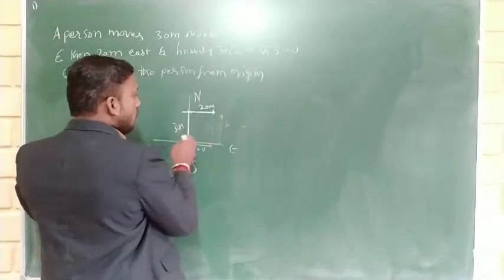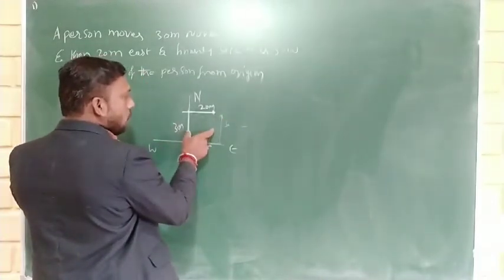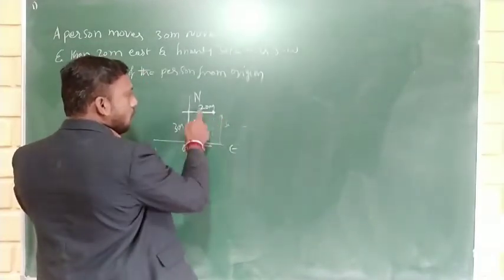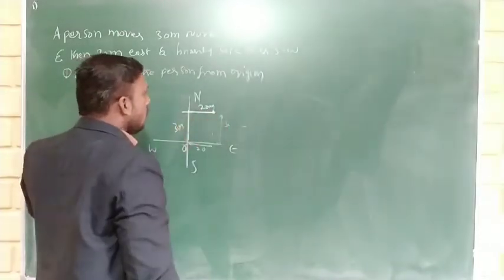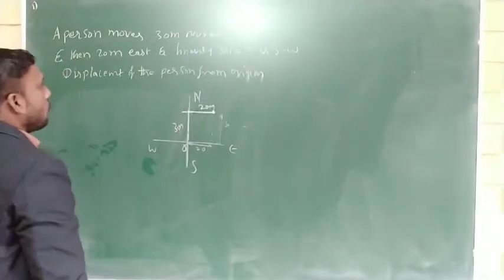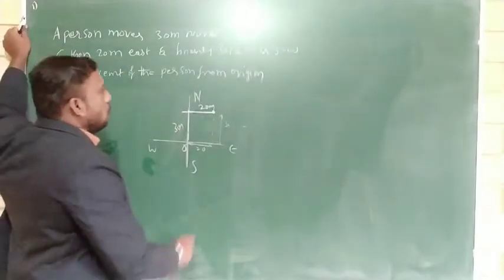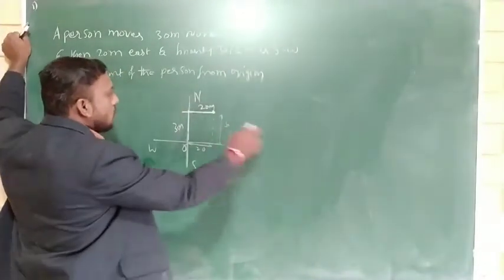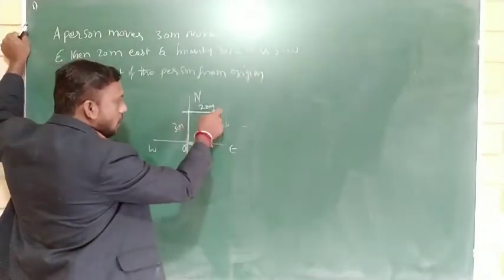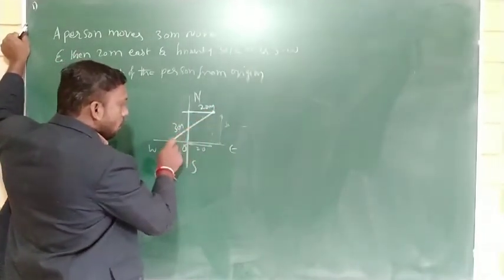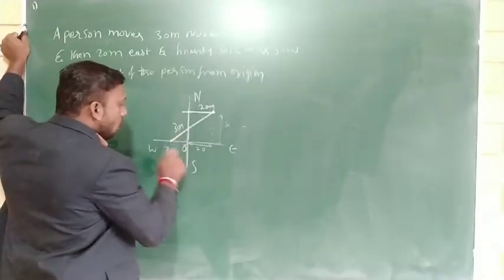This length is 30 meter, and these lengths are parallel to each other. Therefore, this is 20, this is also 20, this is 30, and this one is also 30. After that, the person finally moves 30 root 2 in southwest direction. This is south and west direction like this. Southwest direction, 30 root 2.